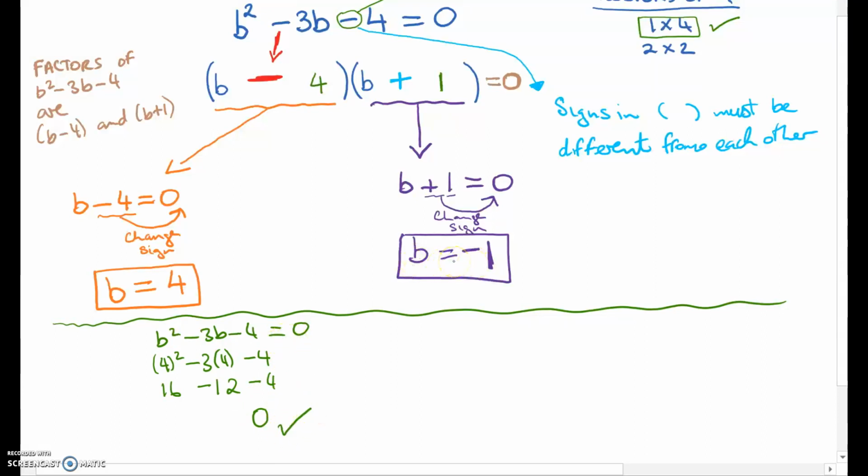Let's do the same thing with b equals negative 1. B squared minus 3b minus 4 equals 0. And now with b equals negative 1, it will be negative 1 squared minus 3 times negative 1 minus 4. Negative 1 squared is positive 1. Minus 3 by minus 1, minus by minus is plus 3. Minus 4. 1 and 3 is 4. Minus 4 is 0. Which again is what we said. So that's just checking that these are our correct answers. These are the solutions. B is equal to 4 and B is equal to negative 1.